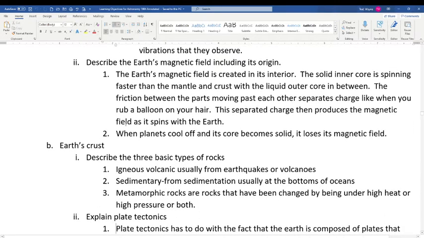So describe the Earth's magnetic field and its origin. And so I'm going to give you a sort of a middle school view of this, but I think it's pretty effective. So the Earth's magnetic field is created in its interior.